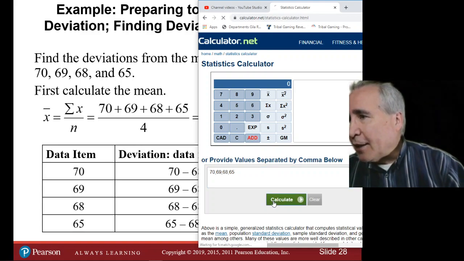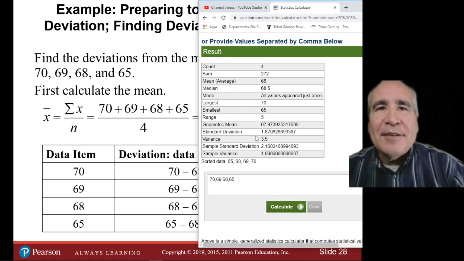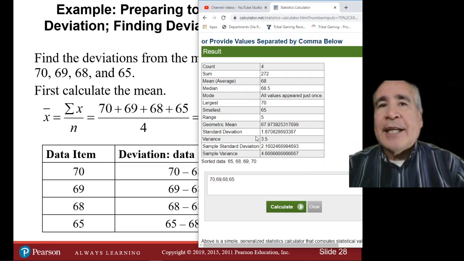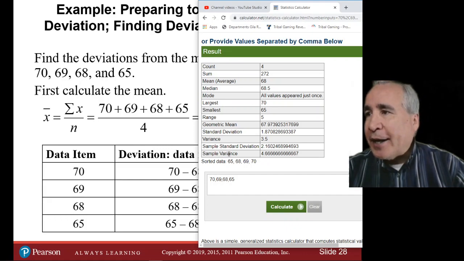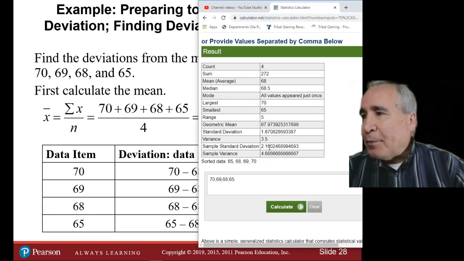Then we're going to calculate. What does it give? And look, it gives us everything. Your TI-84 calculators, if you have one, will do the same thing. It gives you everything here. So we've already got our standard deviation, and we've got the sample standard deviation.